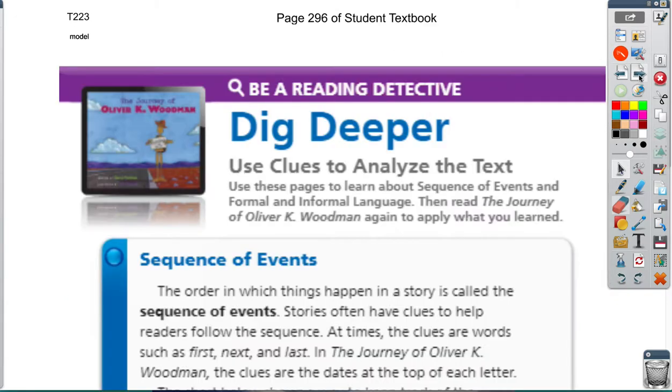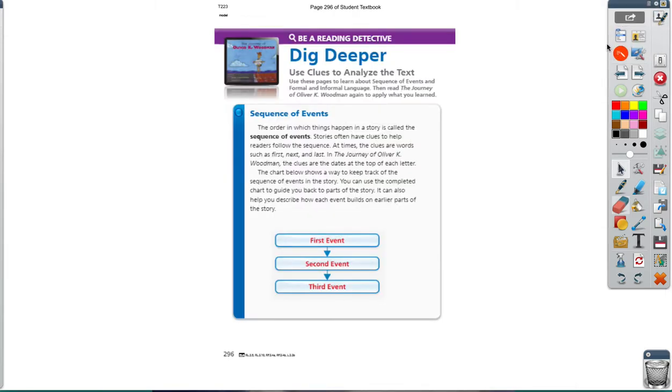All right, now let's jump into digging a little bit deeper with sequencing. So sequencing, you guys did a good job yesterday answering a question with that by telling events in order. What happened first, what happened second, third, fourth, and so on and so forth. So if you open up your remote learning packet to the Dig Deeper page, just follow along as I preview into that. Sequence of events.